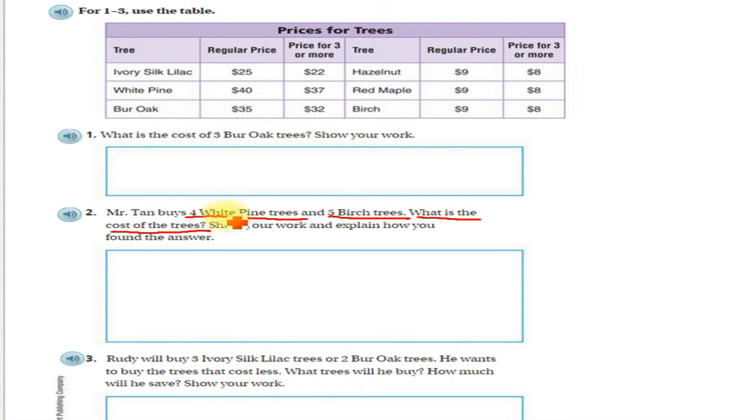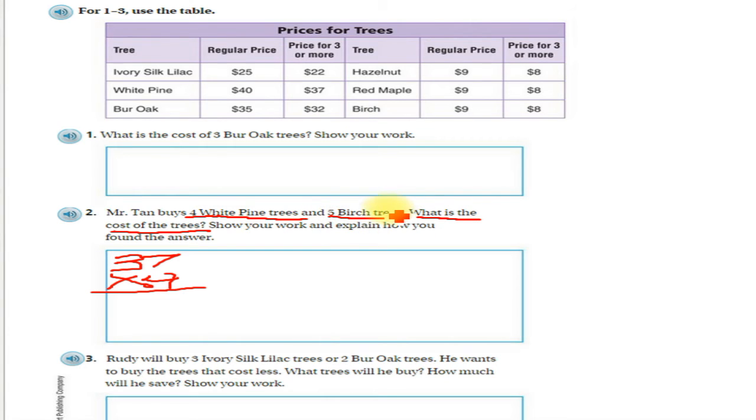Okay, first I'm just going to work it out mathematically. So 4 white pine trees. So I got to find white pine. There's white pine. And which price am I going to pay for each one? Am I going to pay the regular price, or am I going to pay the discounted price? The discounted price says I have to buy 3 or more. So that's 4. So yeah, that would count as 3 or more, because 4 is more than 3. So I'm going to pay $37 for each one of these white pines. I'm going to show that work, 37, and I'm going to buy 4 of them, so it's going to be times 4. I'm going to do 37 4 times.